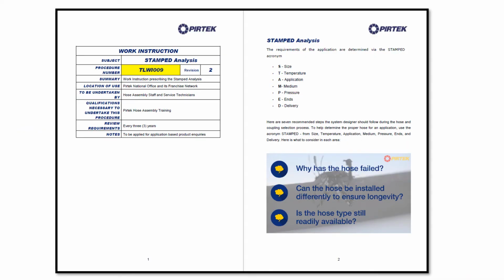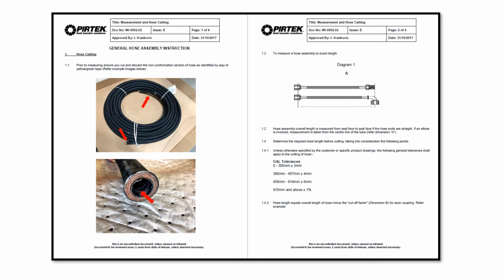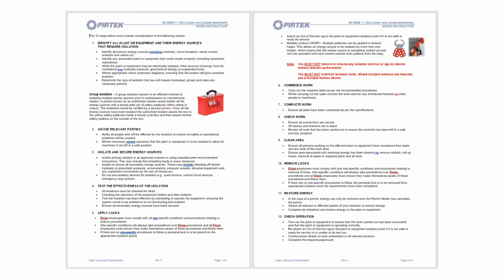Here's an example of a work instruction, the stamped analysis. You should all be familiar with the process of determining the replacement hose specifications. Here's another example of a work instruction for measuring and cutting hoses. Here's another work instruction, locking out and tagging out equipment. Make sure you check out pConnect to see what work instructions you may find invaluable for your day-to-day activities.